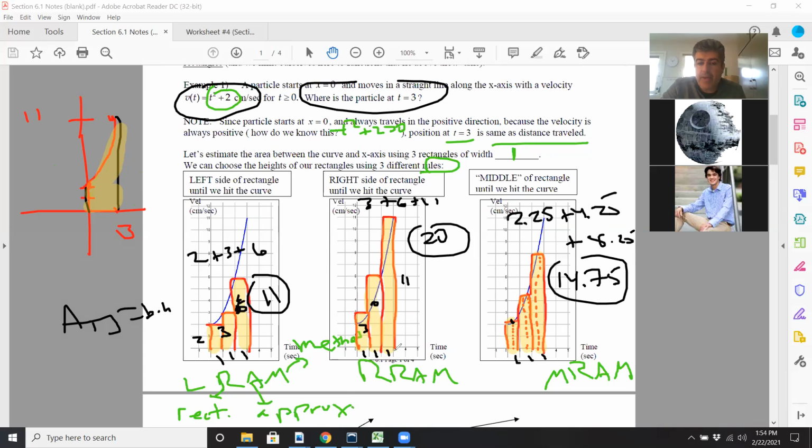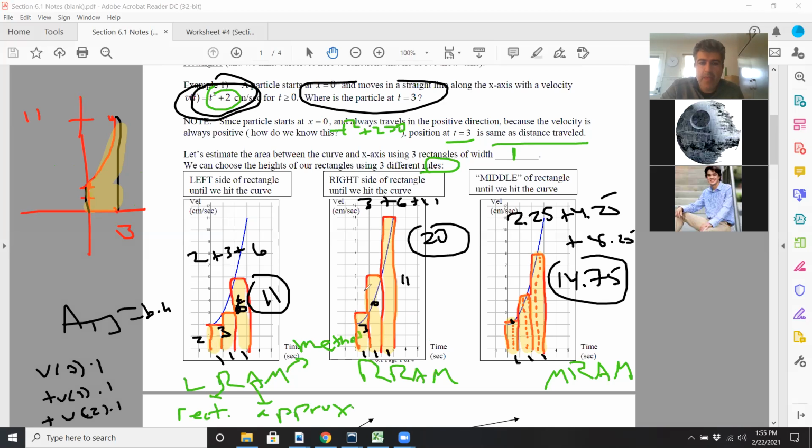You're plugging these x values here into this function. Right now, it's just kind of looking at it on the graph, the heights of each rectangle. But what you could do for an Lram is you could do f of 0, or sorry, it's v. For Lram, you're doing v of 0 times 1 plus v of 1 times 1 plus v of 2 times 1. That was for the Lram, where I plugged in 0, 1, and 2 for x.